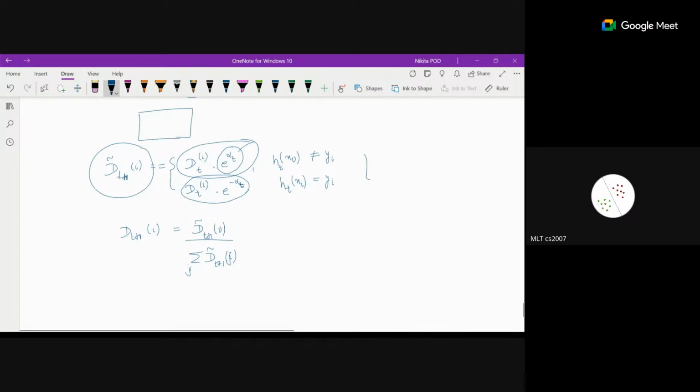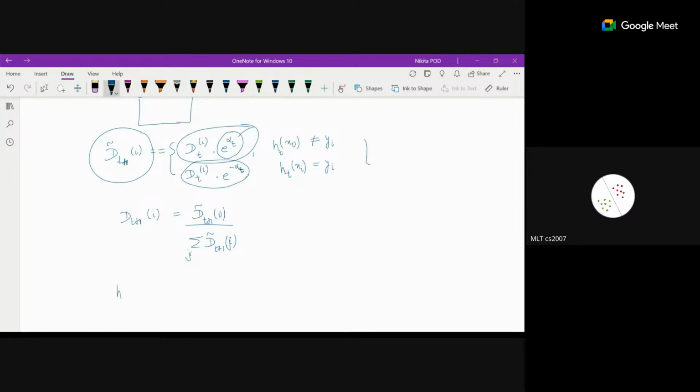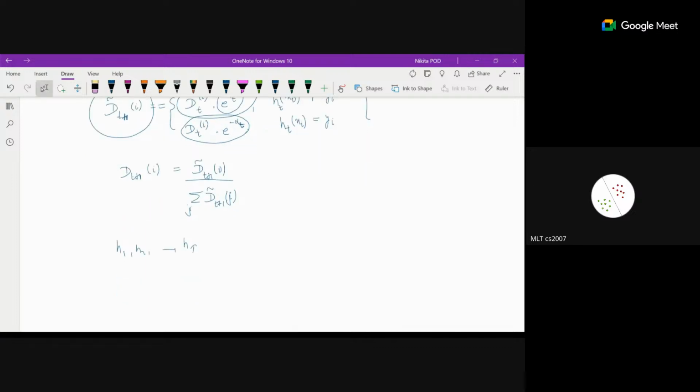And again, at the end of the T-th iteration, you will get h_1, h_2, up to h_T. You will have those T classifiers. And the final aggregated classifier that you will get at the T-th step of the iteration is going to be again sign of your sum over h_t(x), where t is varying from 1 to capital T.